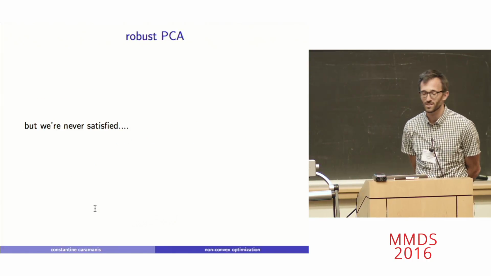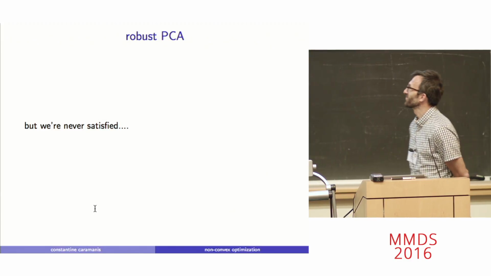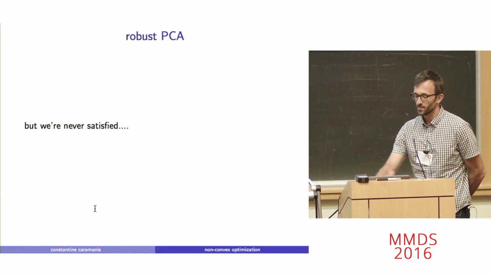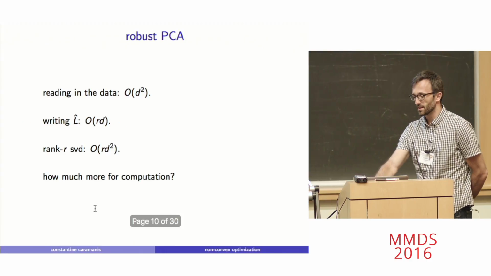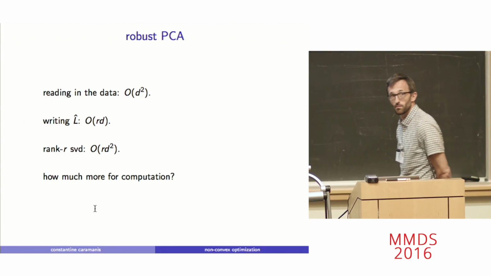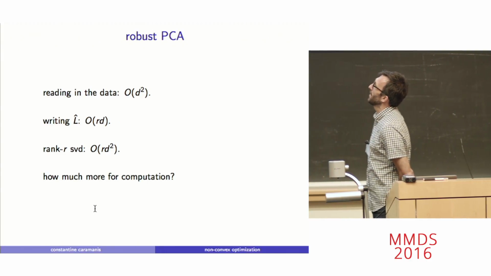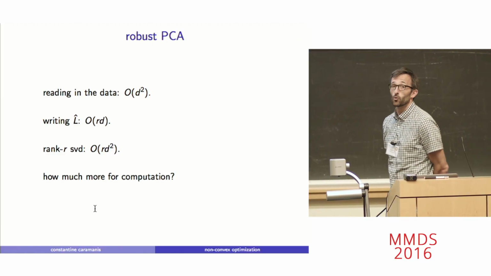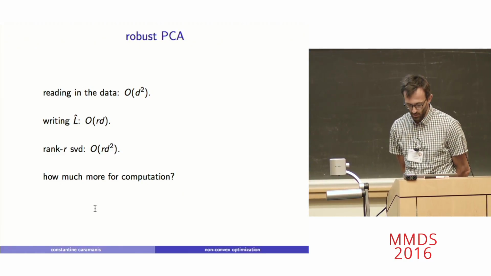But no, we're never satisfied. But why aren't we satisfied? Because we want to solve larger problems, and SDPs are typically very difficult to solve. So what should we really ask for? What might we hope for in terms of computation?